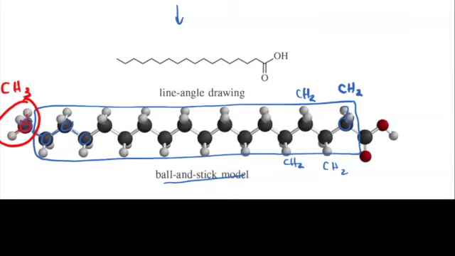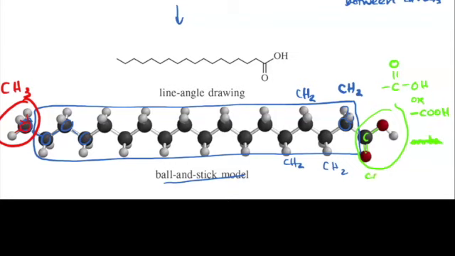And then this carbon on this end, in green, is a carbon that has a double bond to an oxygen and a single bond to an OH. So this looks like this, a carbon with a double bond to an oxygen and a single bond to an OH. Or we could just write it for short, COOH. This is called a carboxylic acid group, this COOH, and it is a carbon with oxygen and OH.